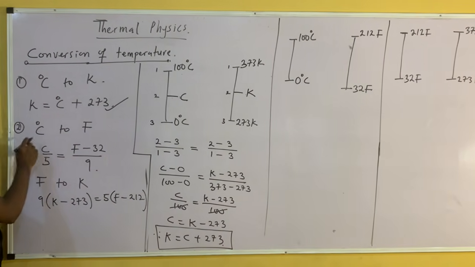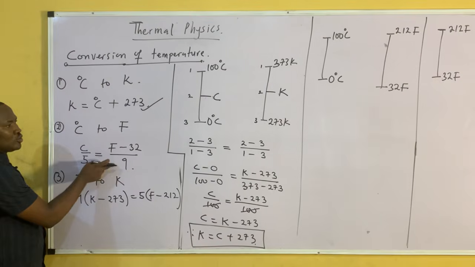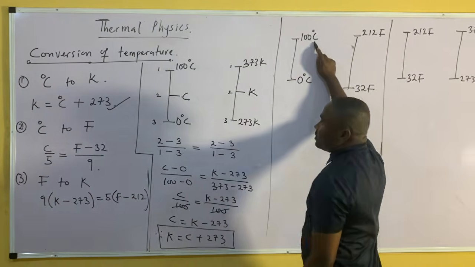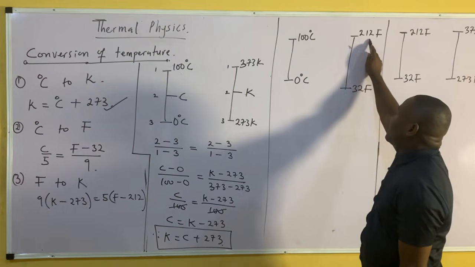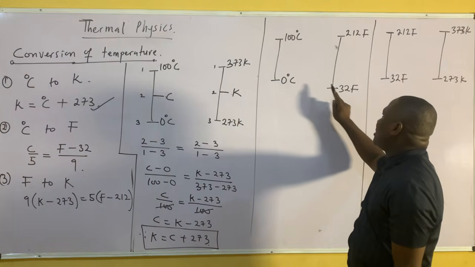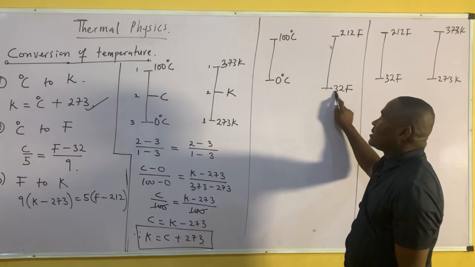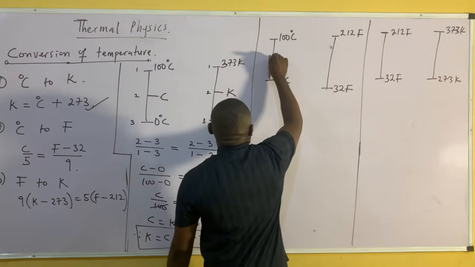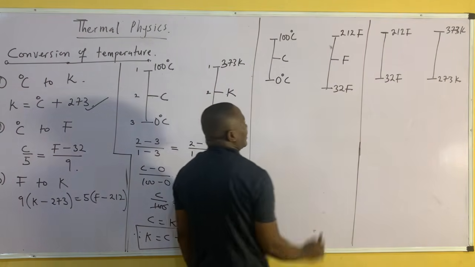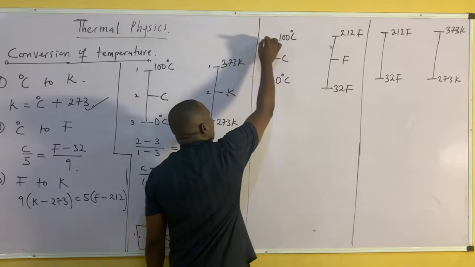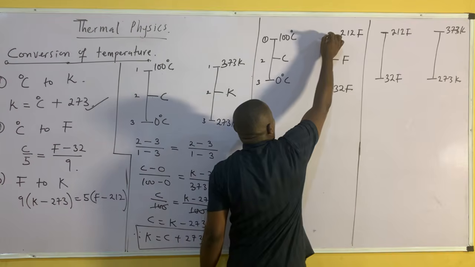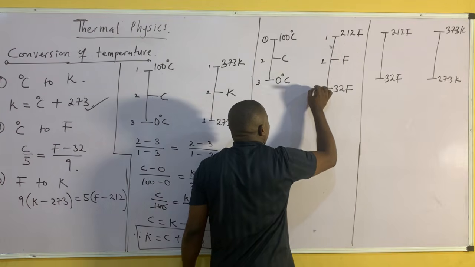Now let's see how to convert degrees Celsius to Fahrenheit. Now look again. This is the upper fixed point of the Celsius scale. This is the upper fixed point of the Fahrenheit scale. This is the lower fixed point of the Celsius scale. This is the lower fixed point of the Fahrenheit scale. Now I want to check what C will be equivalent to in the Fahrenheit scale. Remember again, let this be 1, let this be 2, let this be 3, and the same here.